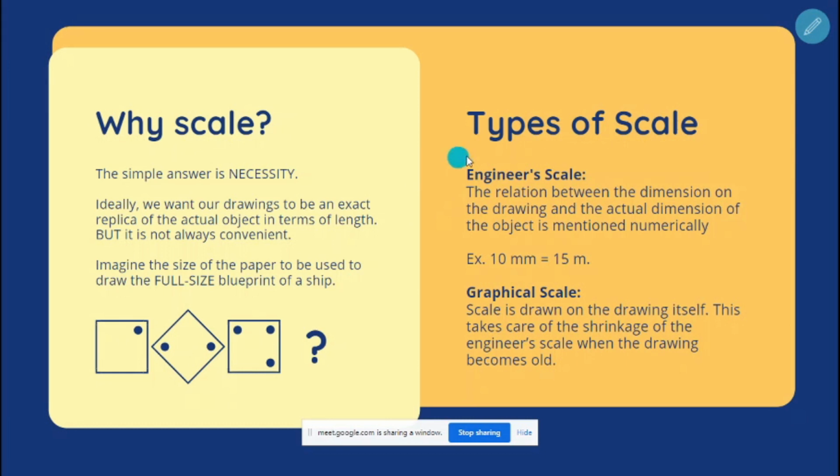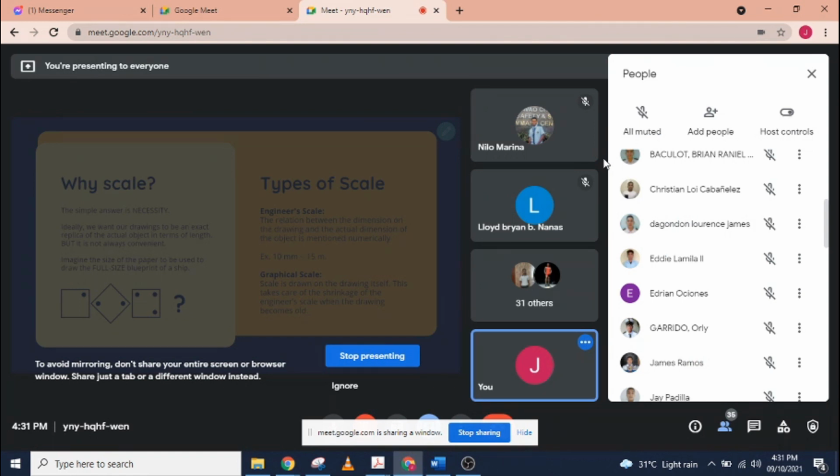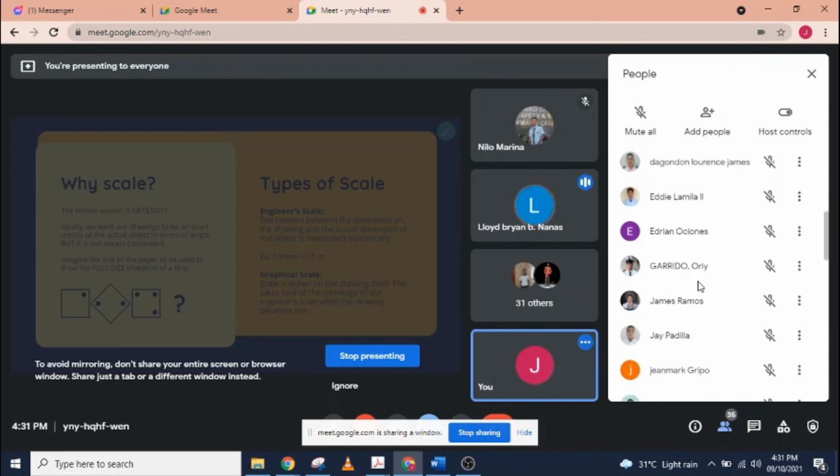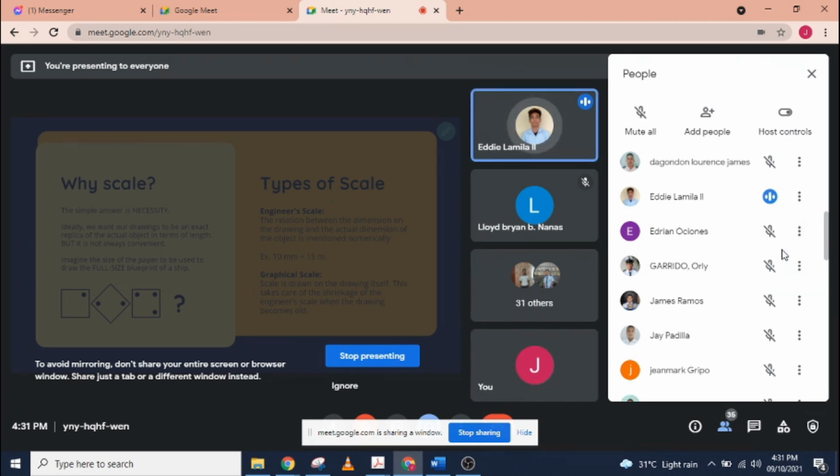Okay? Now you have different types of scale. Pakibasa ng first one. Ako, sir. Iba naman. Lamila. Parang nag-volunteer ito sa Lamila kanina. Engineer scale. Okay, go ahead. Pakibasa ng engineer scale. The relation between the dimension on the drawing and the actual dimension of the object is mentioned numerically.